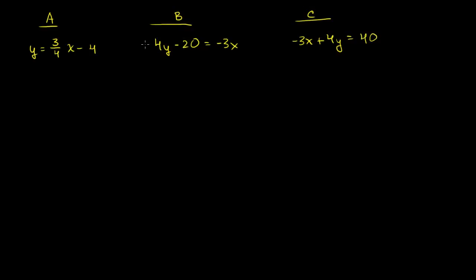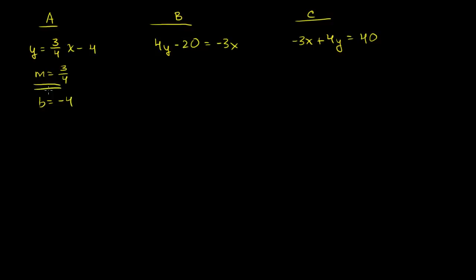To figure out if any of these lines are parallel to any of the other lines, we just have to compare their slopes. If any two of these lines have the same slope and they're different lines, they have different y-intercepts, then they're going to be parallel. Now line A, it's very easy to figure out its slope. It's already in slope-intercept form, mx plus b. The slope is 3/4. And the y-intercept, which isn't as relevant when you're figuring out parallel lines, is negative 4.